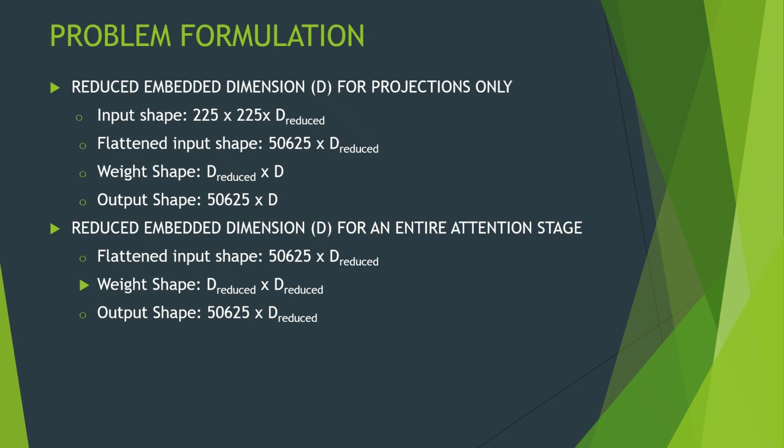So if we did it for projections only, we don't have to recover the dimension for the output shape. But if we did it for an entire attention stage, then the output shape becomes 50625 by D reduced. So that has to be recovered.